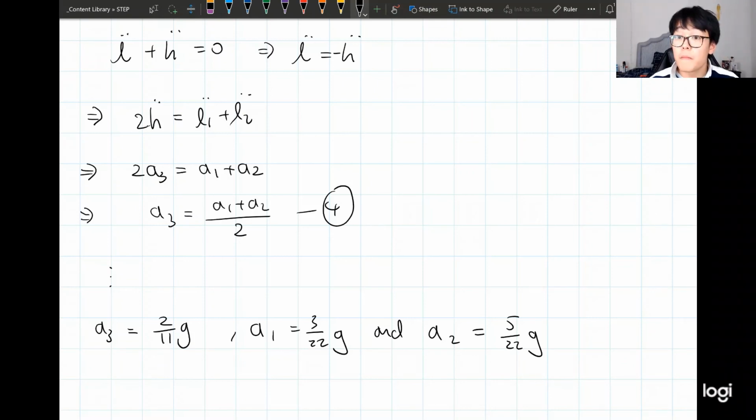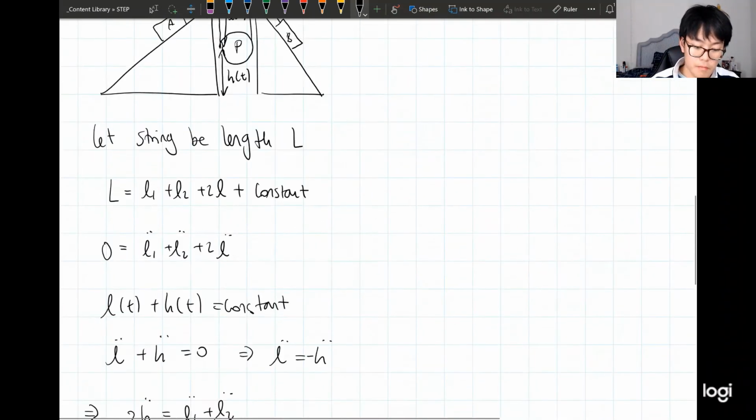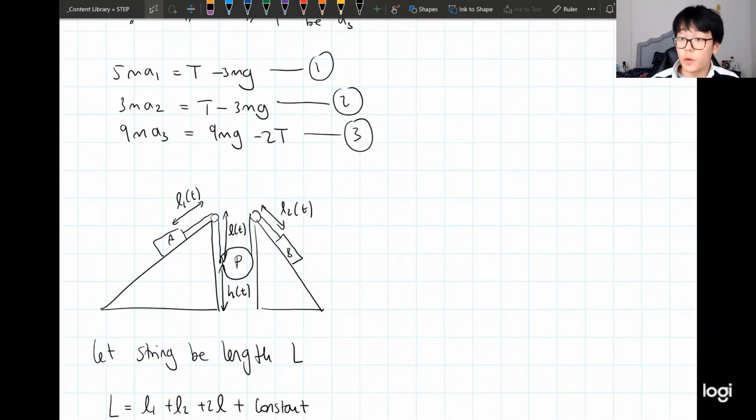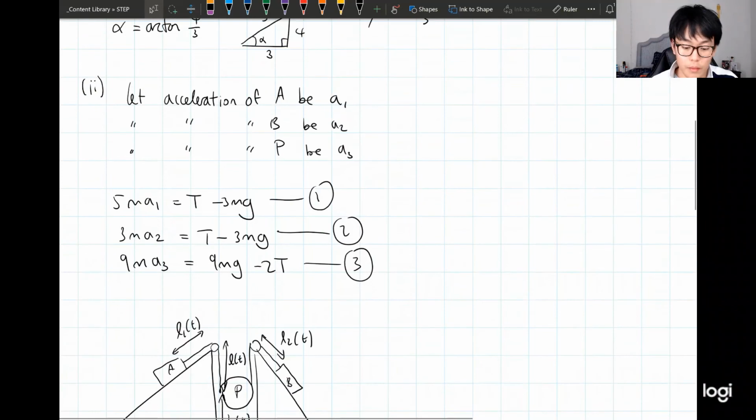Okay, so this technique here is quite useful when we're considering quite a few connected particles, when we want to determine the accelerations and the accelerations are not the same for all of them.